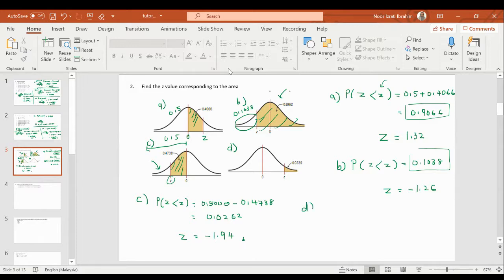The D, we are given the right tail here, 0.0239, and from the right tail here we can't use this value to identify the z from the table. We have to find the left side of the z here. So the left side of the z here is 1 minus 0.0239, which is 0.9761. So we know that probability when z less than z is 0.9761. That will give us the z as 1.98.